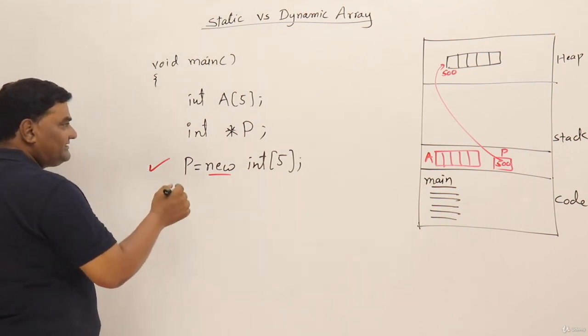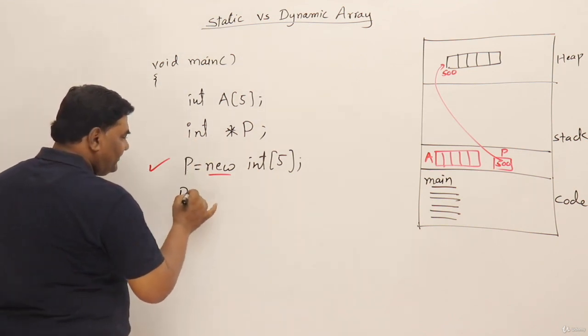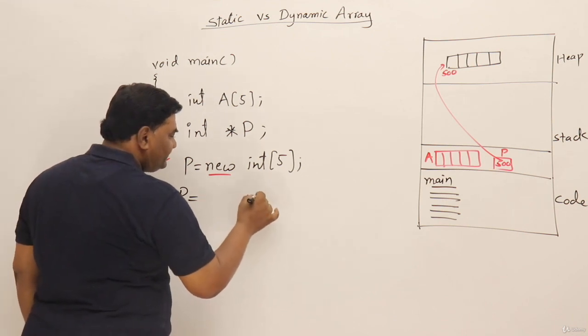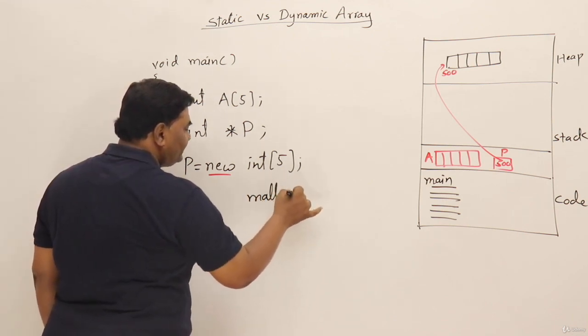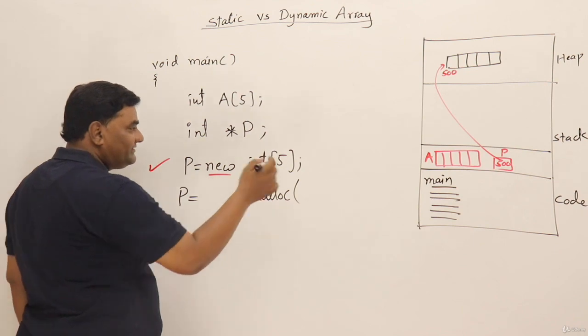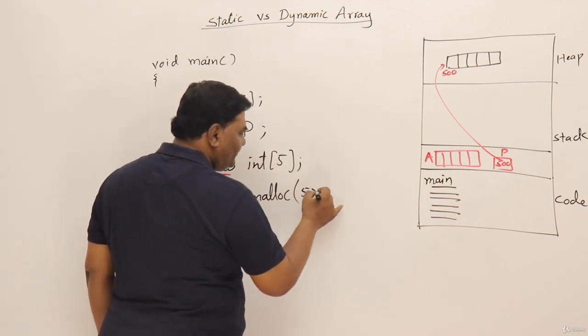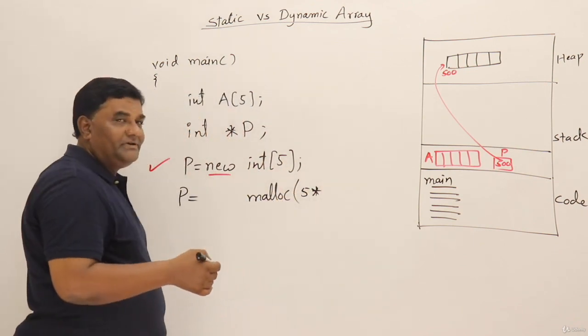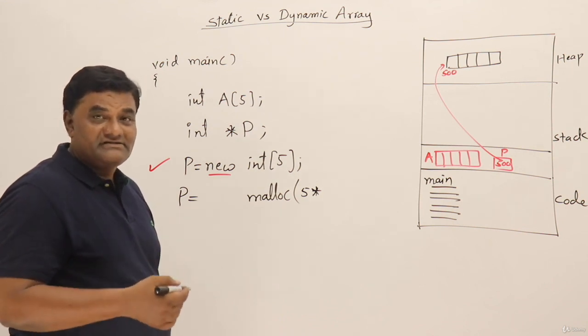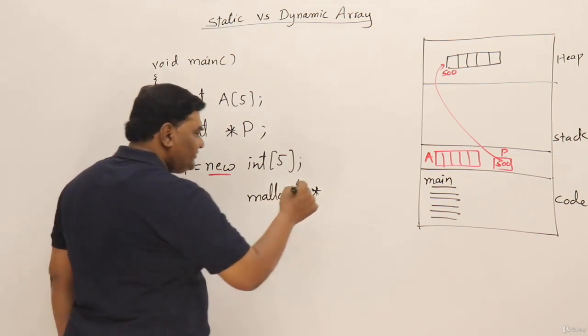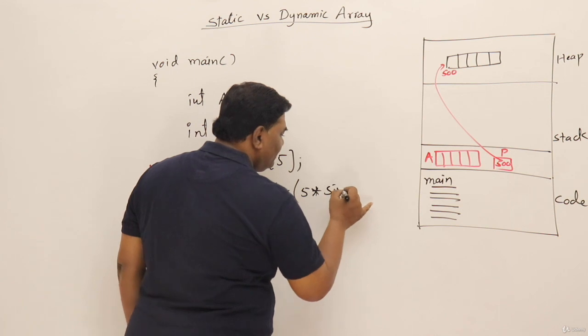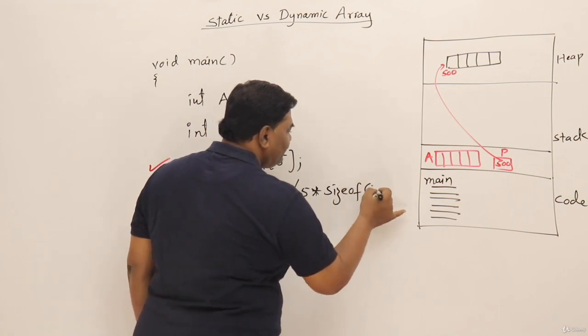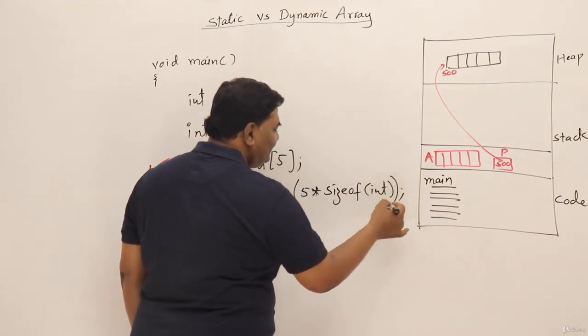Then how to create the same thing inside C? For that, I have to use the malloc function, and I should mention the size. So I want 5 integers, so 5 into the size of an integer. It may be 2 bytes or 4 bytes, depending on the system or the compiler, so I should mention sizeof(int). This is the common practice in C language.